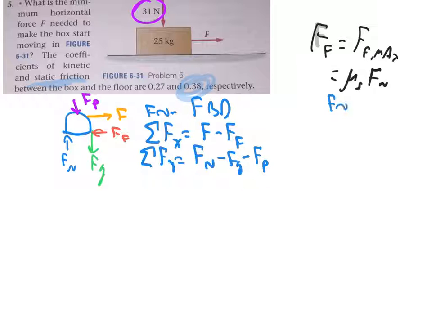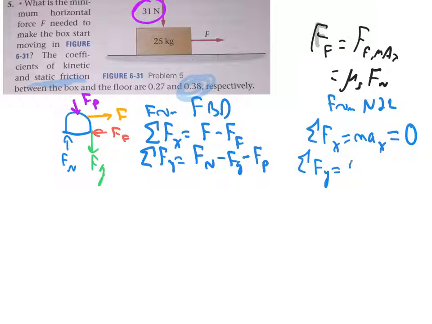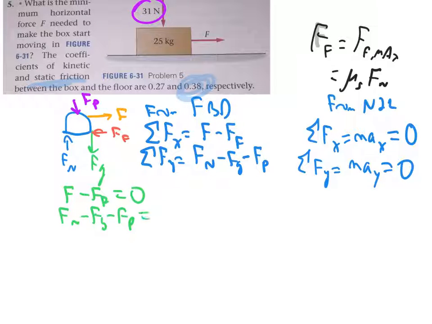And then from Newton's second law, the sum of the forces in the x direction is the mass times the acceleration in the x direction, but this object is not moving. We're trying to find the force right before it moves, so its velocity is consistently 0, which means it has no acceleration and therefore no net force in the x. And likewise, it is not accelerating up or down, it's just sitting on the table, so it has no net force in the y. So then we put these things together. We can say that F minus the force of friction is 0, and that the normal force minus the weight minus this pushing force is 0.